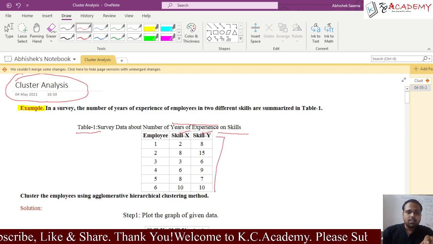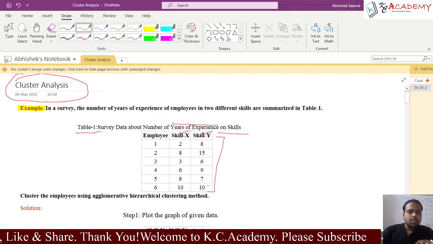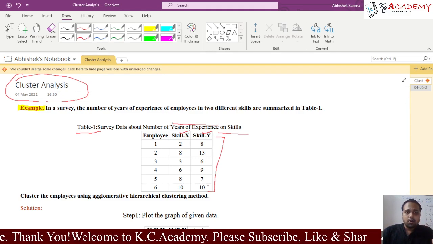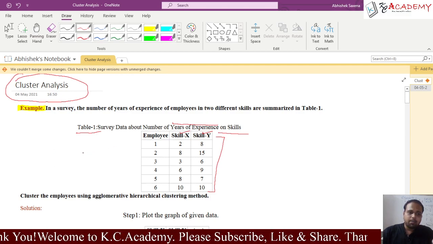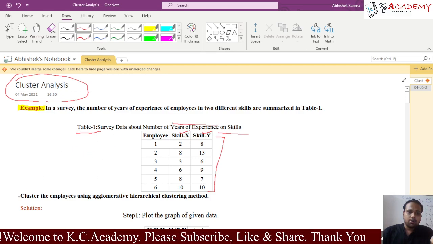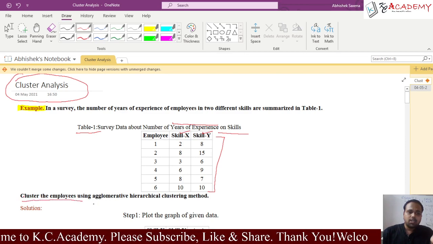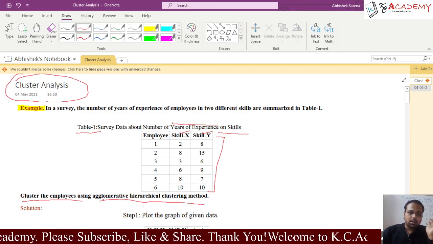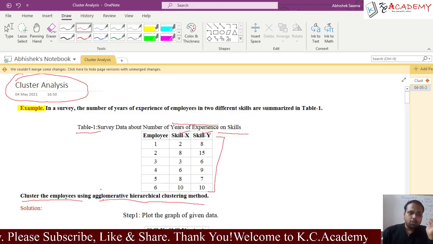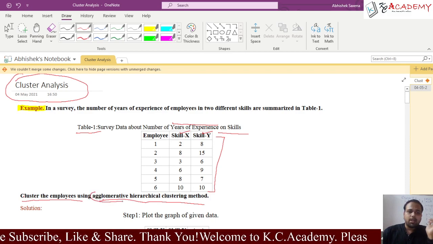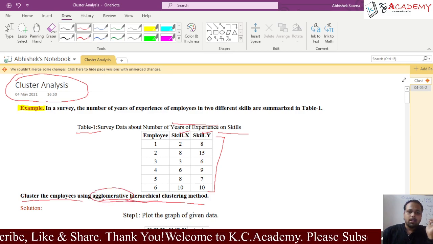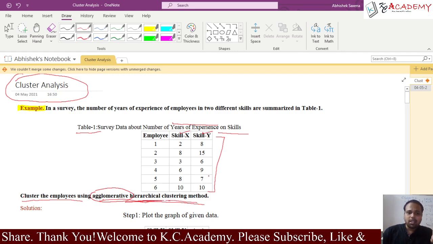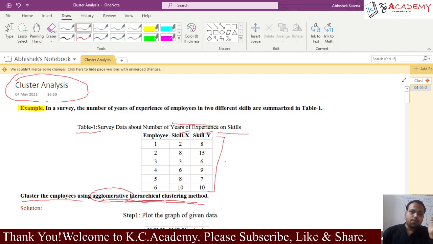A number of data points are given to us. From this data we have to select which employee is the best, or rather, let me complete the question: cluster the employees. What is to be done here? We have to cluster the employees using the agglomerative hierarchical clustering method. This method is called the agglomerative hierarchical clustering method, or AHC method, and by using it we'll see how it works.